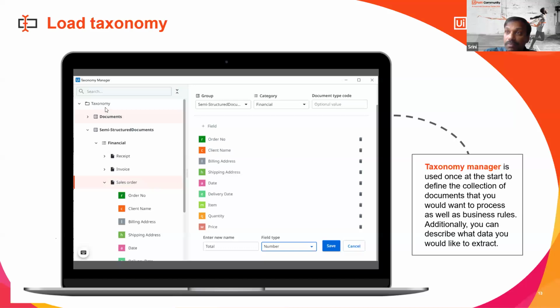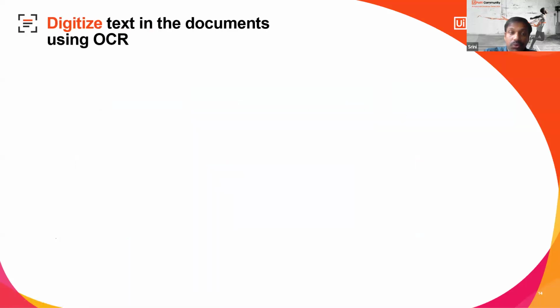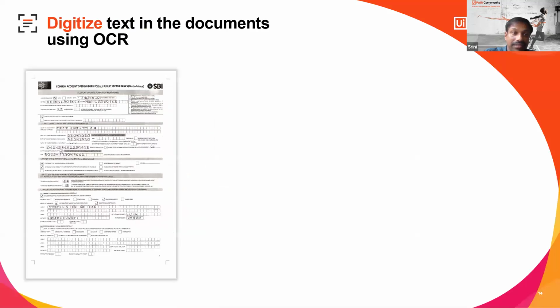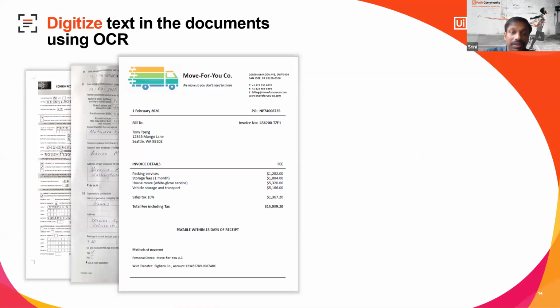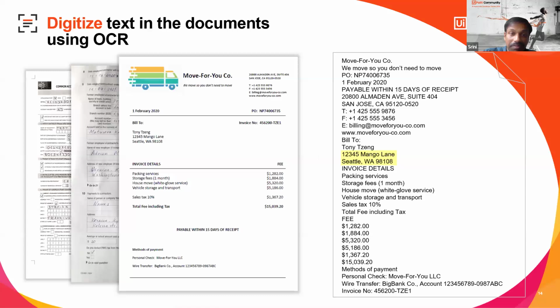So if you define the taxonomy correctly, the next step is to digitalize the text in the documents using OCR. Documents can be like this, handwritten or low quality, and some are semi-structured documents as well. Once you digitalize the text, it will convert it into a plain text format. It can extract all the text from what you are seeing on the left side of the image.